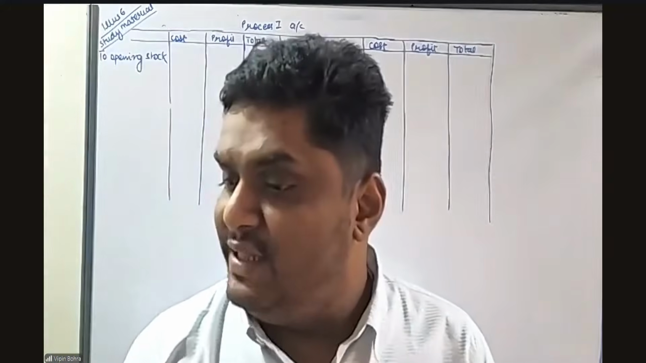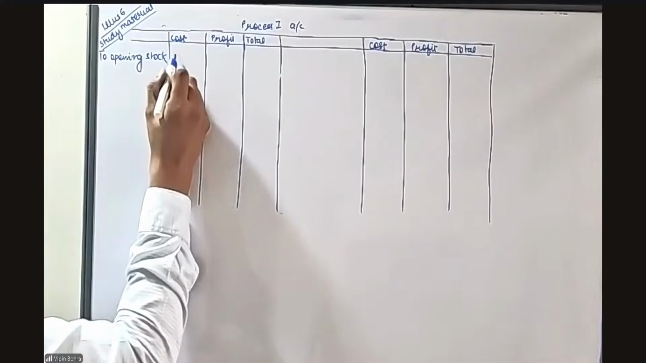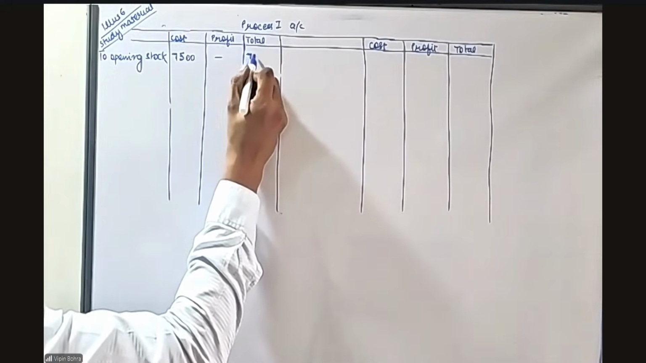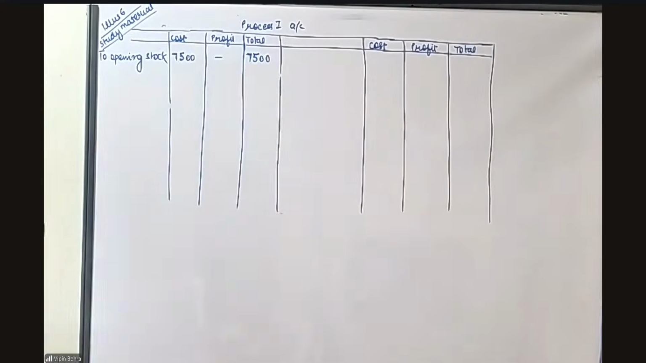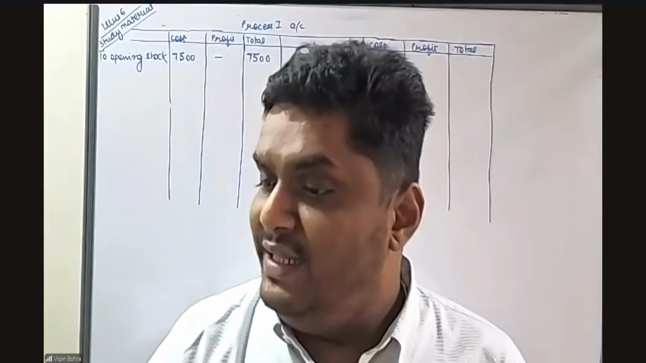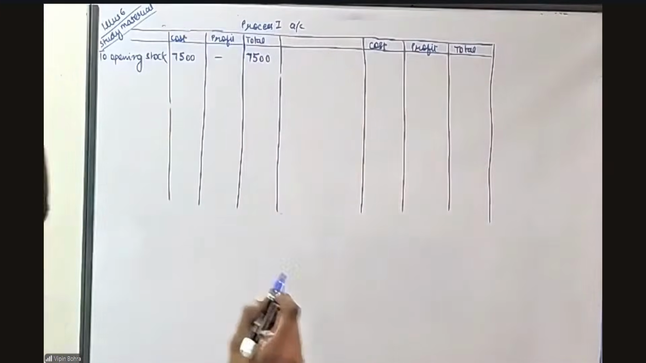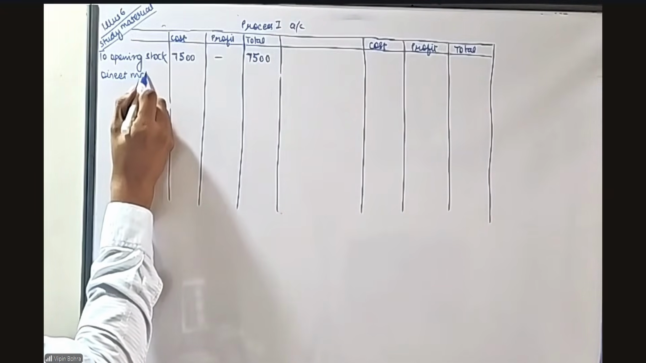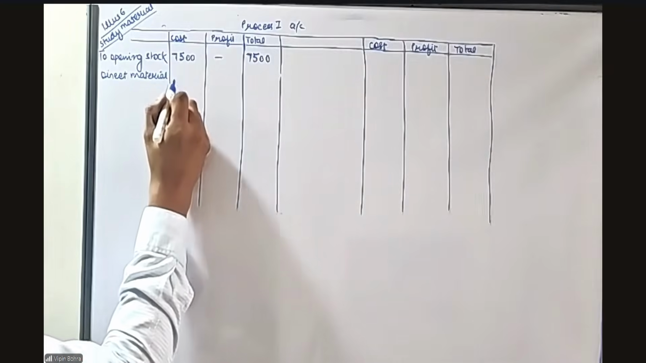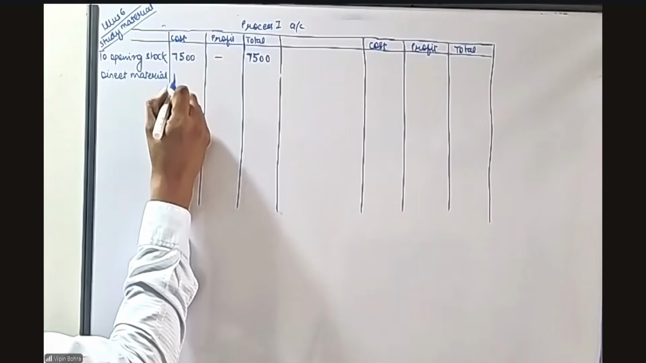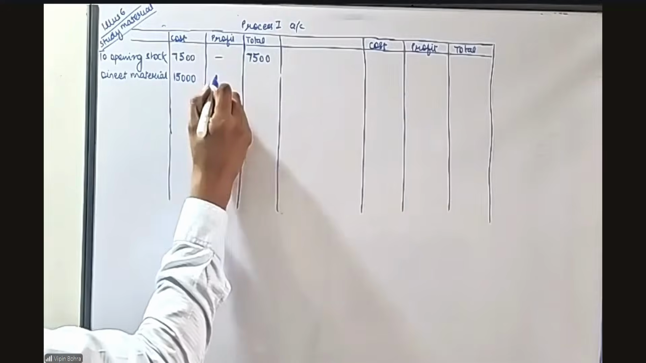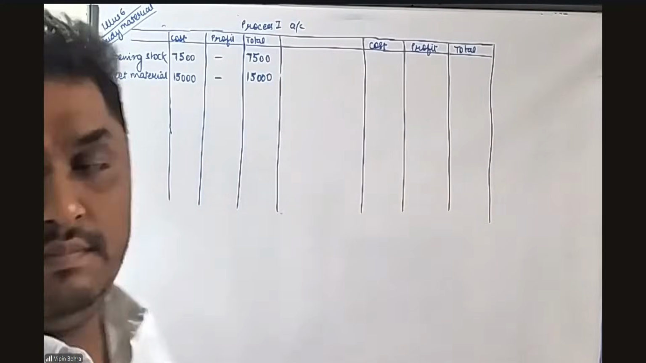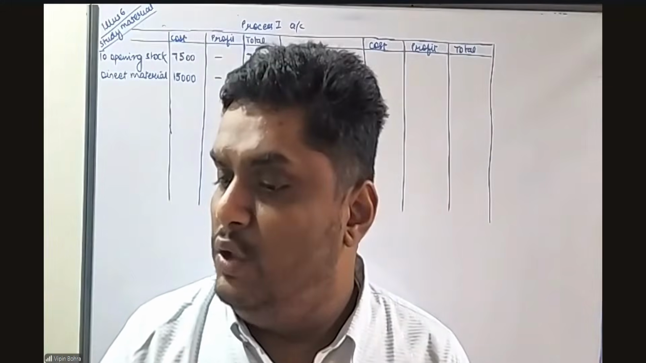Opening stock, it is 7,500. No profit element, so total is 7,500. Now material, it is 15,000. Wages are 11,200.